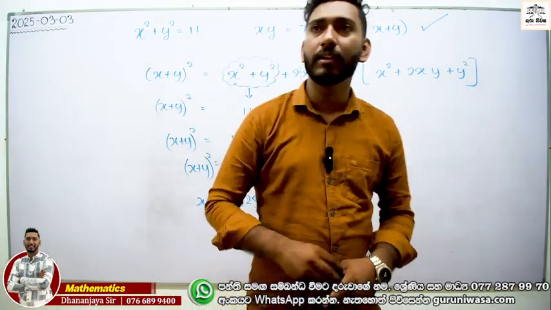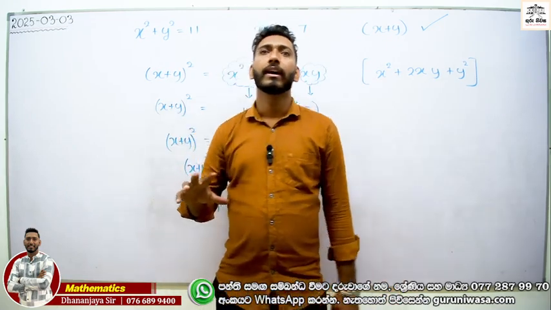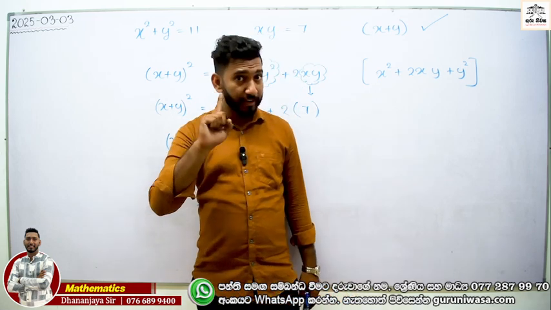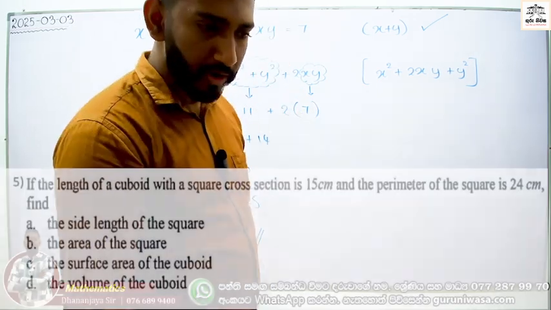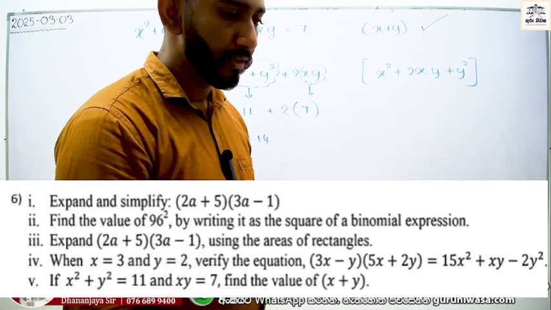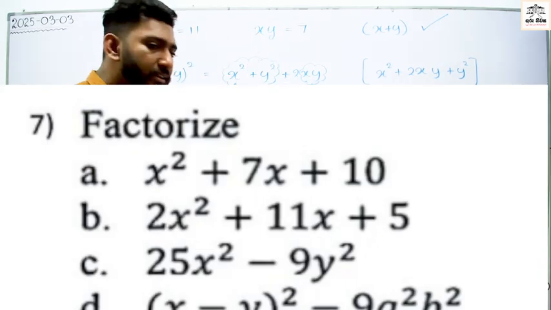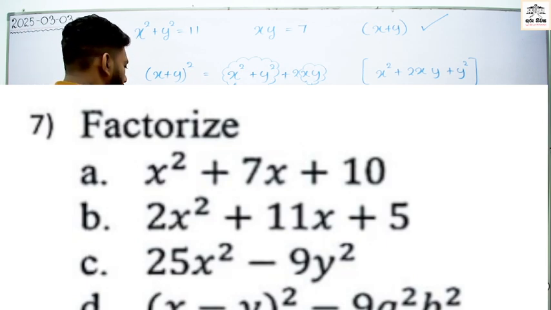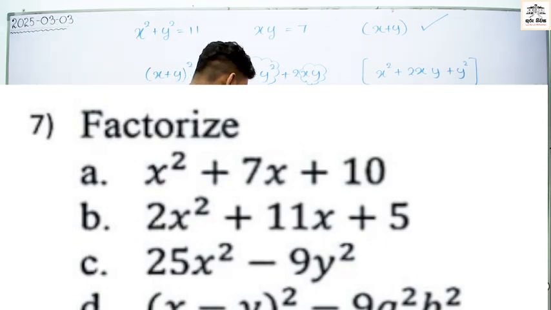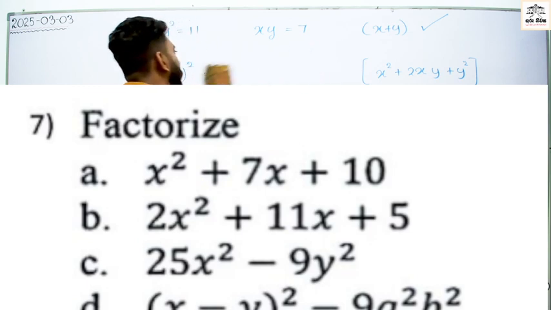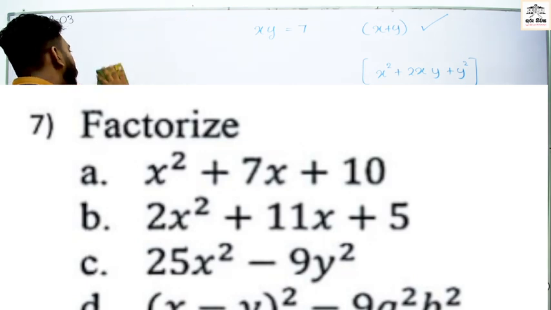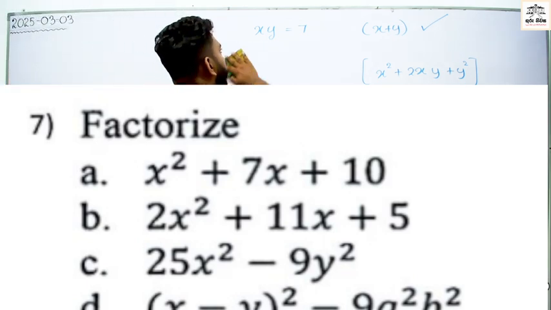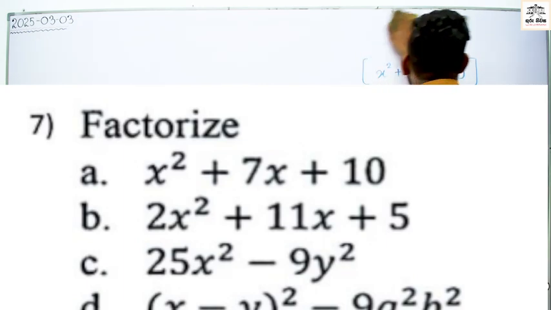Now I go to the factorizing lesson. Remember the factors of algebraic expressions. That's a very important lesson, right? Therefore, I am going to do factorizing now. There are 3 types of factors: common factors, difference between two squares, and trinomial quadratic expressions.